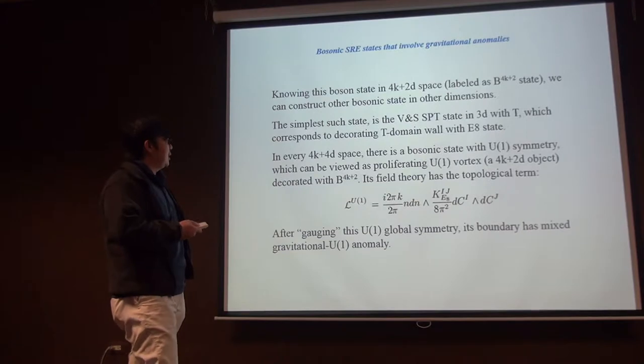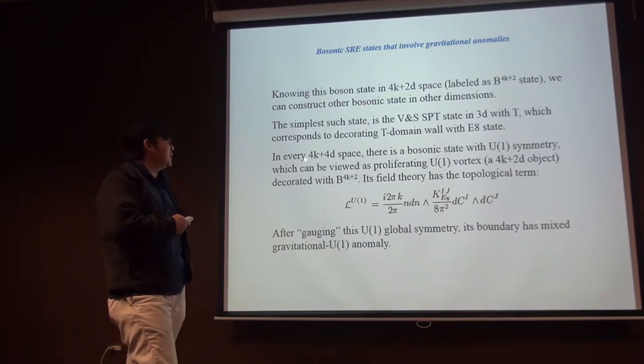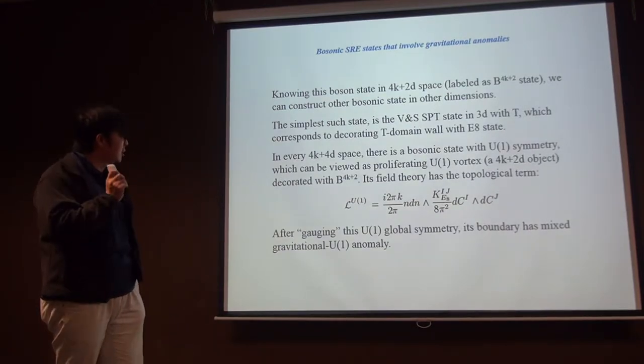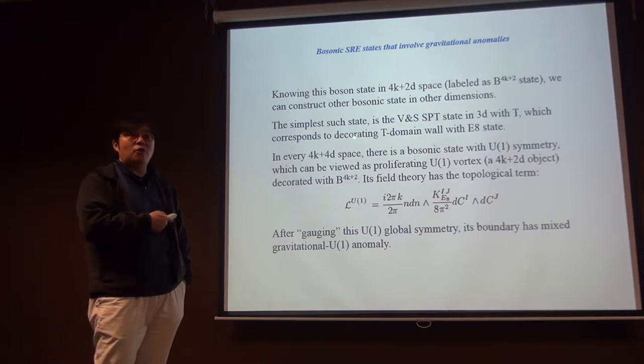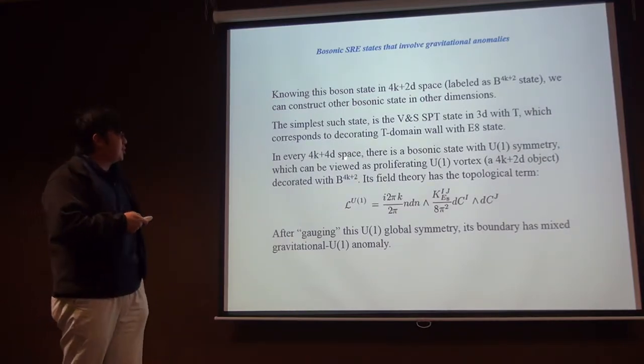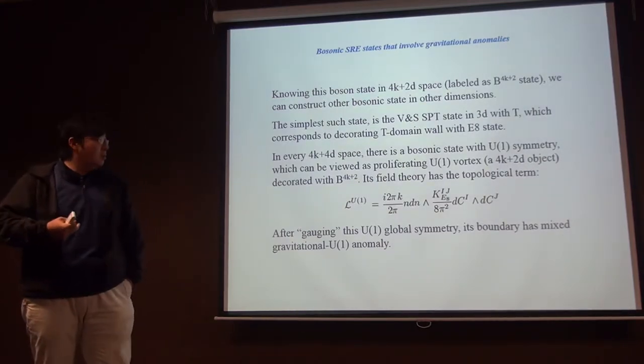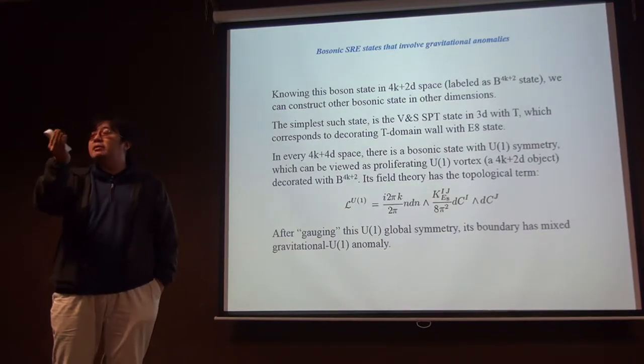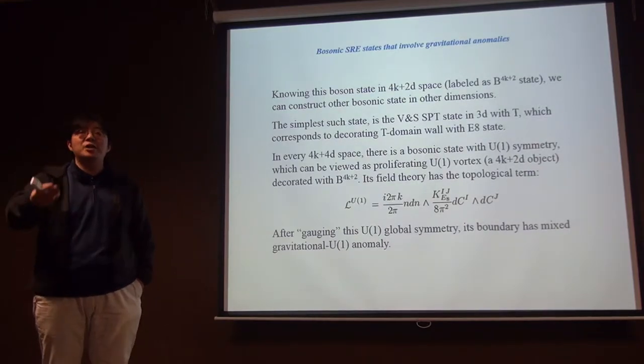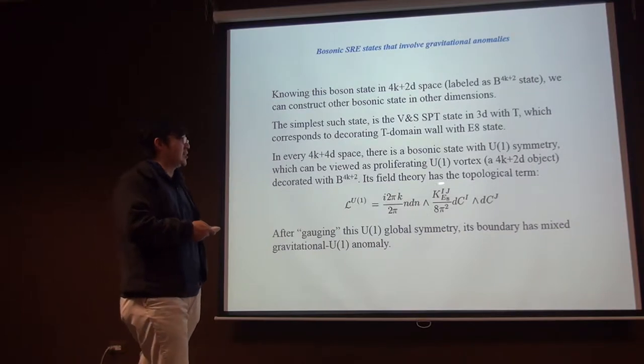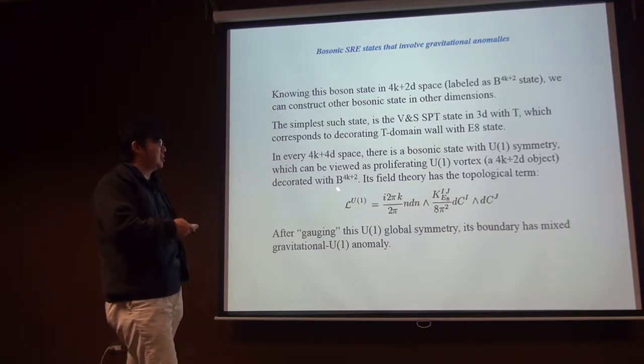And let's, for example, take k equals 0. Okay, it's a 4-dimensional state. For a 4-dimensional state, a vortex will be a 2-dimensional membrane. So it's the right dimension to be decorated with the EA state. So this theory describes the precise physics.